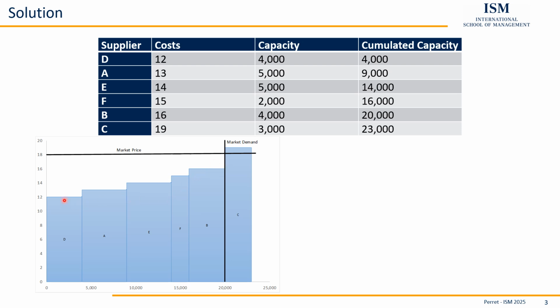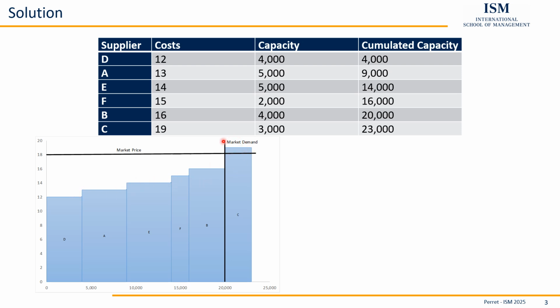The height of these boxes is determined by the costs for each of the suppliers. So supplier D's box has a height of 12, for A it's 13, 14, 15, 16 and 19. And if I would take the point in the middle of the top of each of the boxes and connect these points, I would get something like a market supply curve. This much for the supply side.